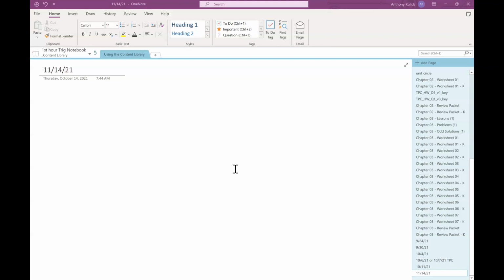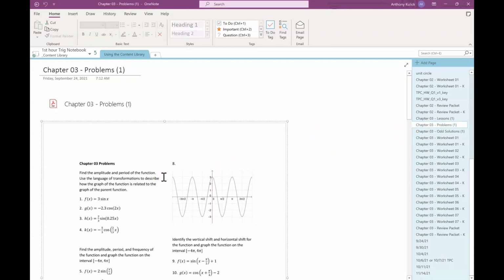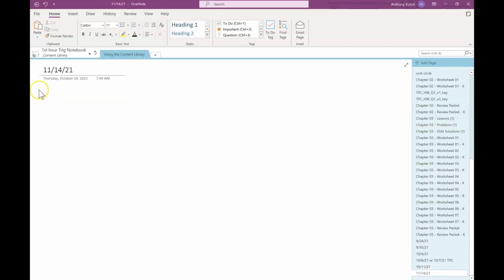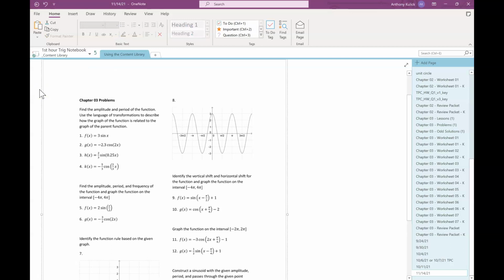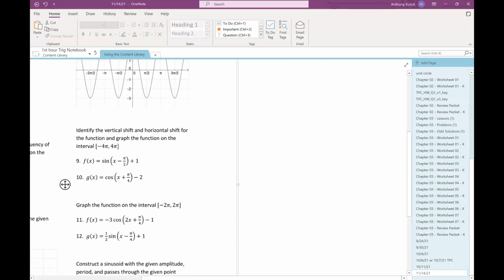Victoria? Number 9 from what? Okay. From the book problems? Sure. So 9 says, identify the vertical and horizontal shift for the function, and then graph on this interval from -4 pi to +4 pi.